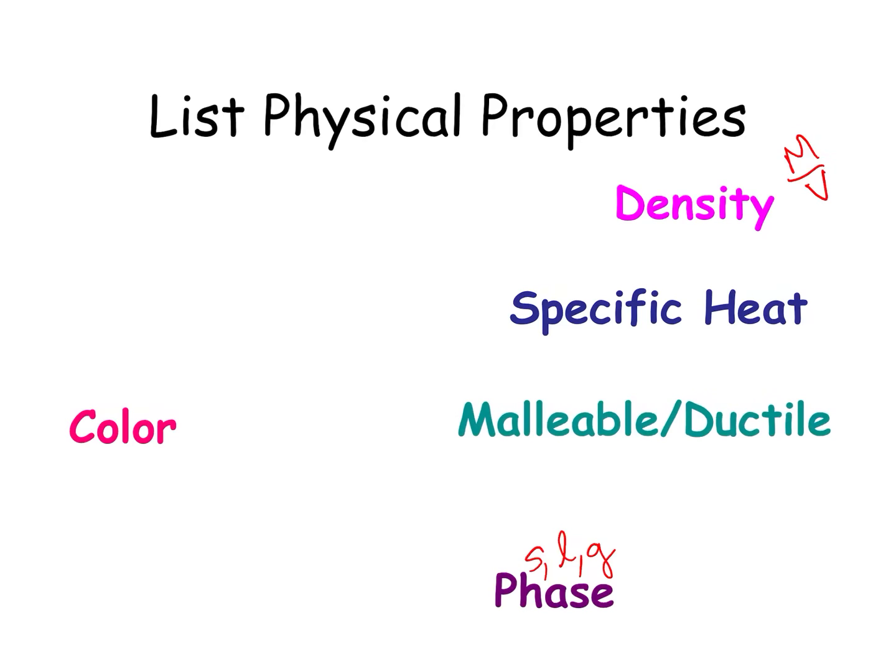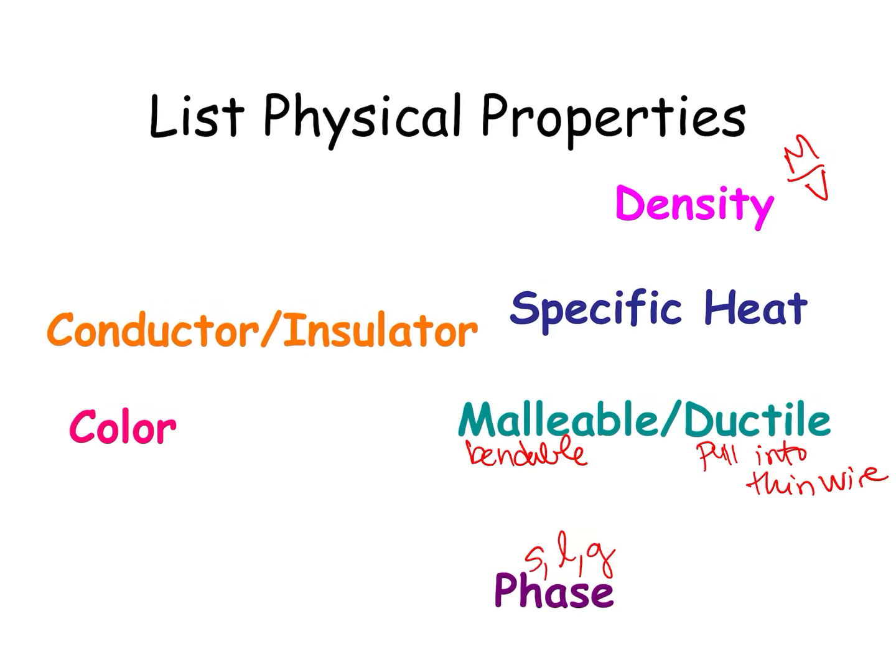Malleability or ductility. So malleability means it's bendable. So something like aluminum foil is malleable. Something like a paper clip is malleable. And speaking about paper clips, ductile means you can pull into thin wire. That's what ductile means. Conductors or insulators.